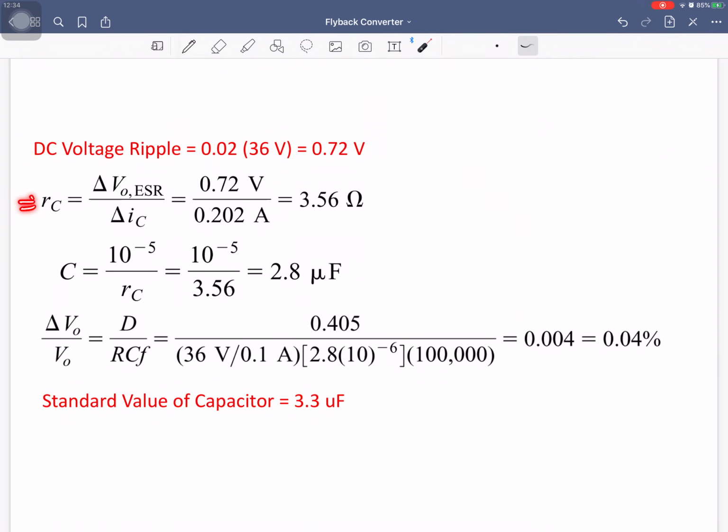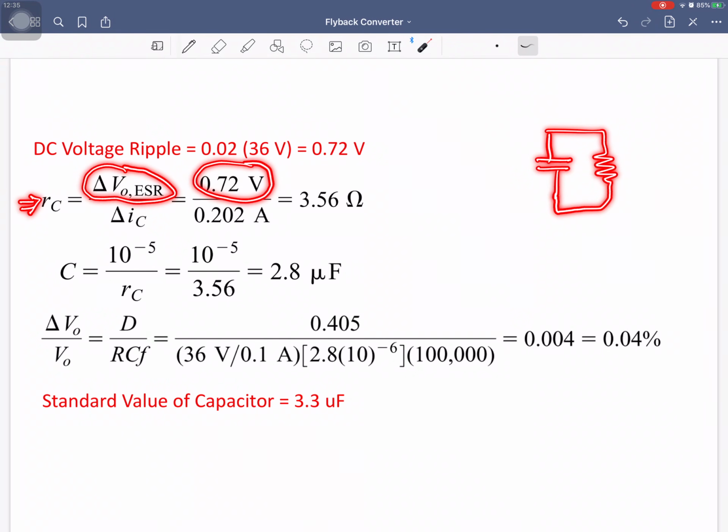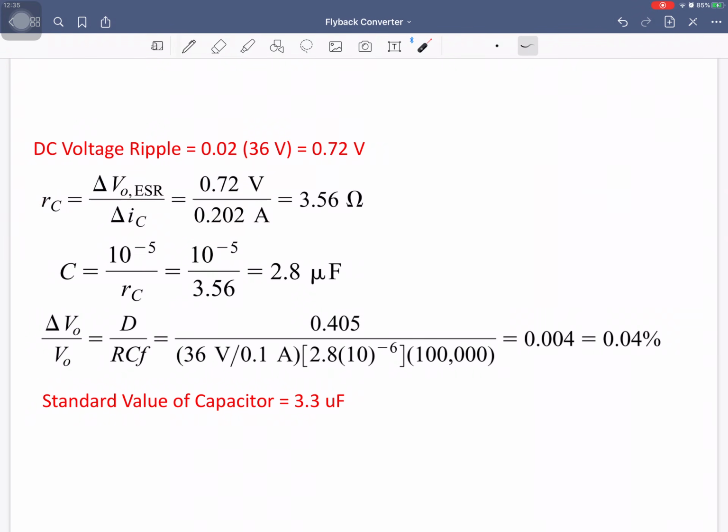Then we can calculate RC. Delta V0 is the voltage across your capacitor, because the capacitor is connected in parallel to your load resistance. So whatever voltage variation is allowed across the load, that is basically the capacitor variation. So 0.72 is the voltage variation across the capacitor, and the capacitor current variation is 0.202. So the capacitor effective series resistance is 3.56 ohm. So using this we can find out the value of the required capacitance, that comes out to be 2.8 microfarad.